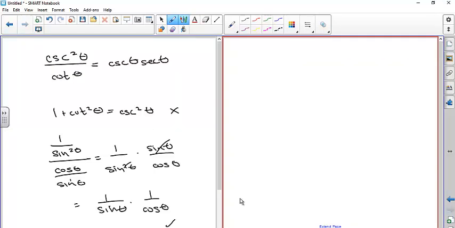So, just because something's squared doesn't mean that it's always going to be the Pythagorean identities.